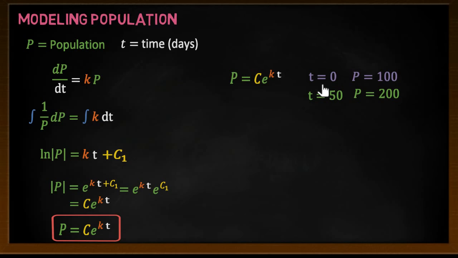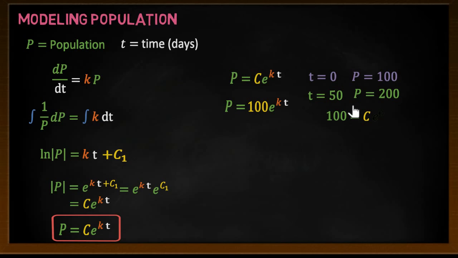So this first initial condition is pretty straightforward to use, because when t is equal to 0, p is 100. Based on this first piece of information, we could say that 100 must be equal to c times e to the k times 0. That's just going to be e to the 0. Well, e to the 0 is just 1. So this is the same thing as c times 1. And just like that, we have figured out what c is. So now we can write the population is going to be equal to 100 e to the kt. And so you can see, expressed this way, our c is always going to be our initial population.